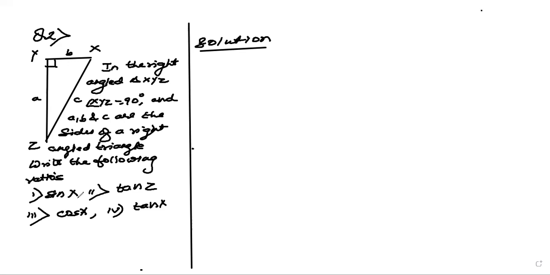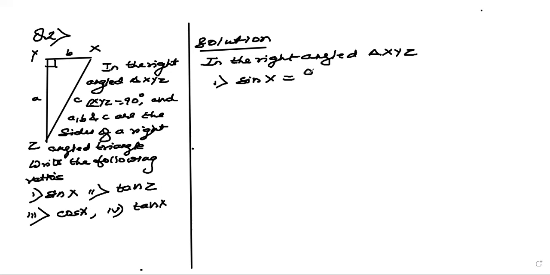Write the following ratios. They want you to write these ratios: sin X, tan Z, cos X, tan A. Again, let's see here. In the right angle triangle XYZ, what is the first one I want? I want sin X, sine of X. Sine is O, cos is R, tan is OA.